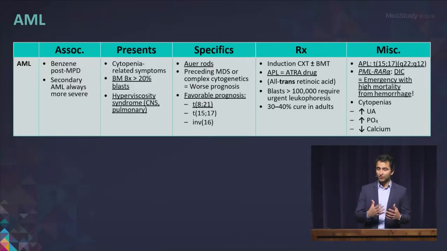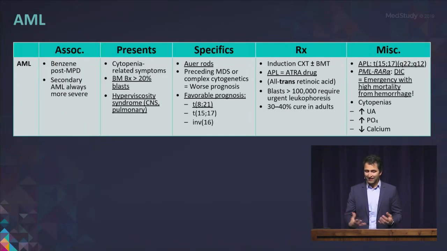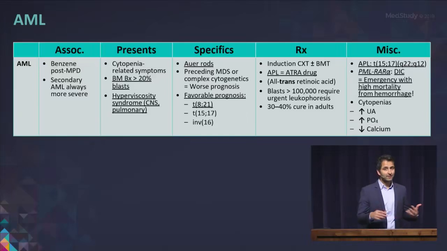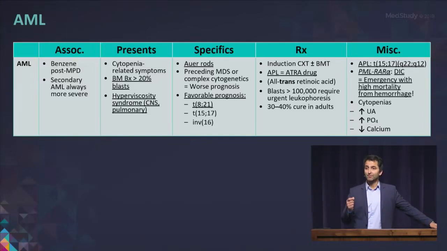AML, this is acute myelogenous leukemia, can arise after toxin exposure like benzene. It can arise from preceding bone marrow diseases like myelodysplasia. But the bottom line is these patients are sick, they're pancytopenic, they have a lot of blasts, and sometimes if you have too many blasts, you can develop hyperviscosity syndrome, where these blasts plug up the microcirculation and you develop CNS and pulmonary problems, and you need to get emergency leukapheresis to have these white cells removed.